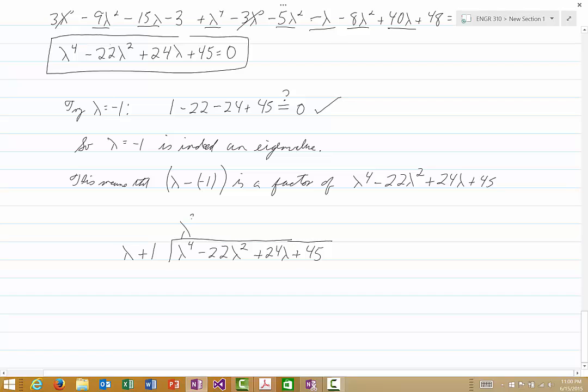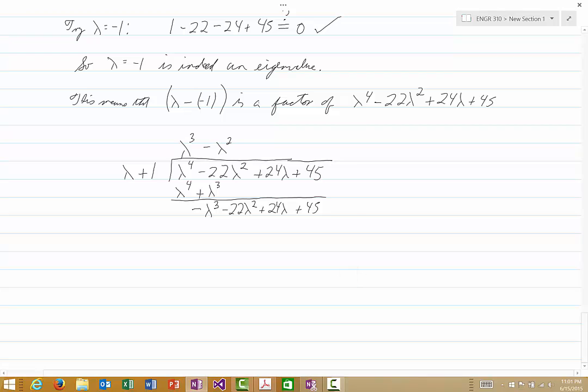And so we have lambda cubed times lambda plus 1 will give us lambda to the 4th plus lambda cubed. And now change the sign of that and add. When we change the sign to negative lambda to the 4th, that'll cancel with the lambda to the 4th above. And we'll get minus lambda cubed, because there's no lambda cubed term above, minus 22 lambda squared plus 24 lambda plus 45. Now we'll say minus lambda squared. And minus lambda squared times lambda will be minus lambda cubed. Minus lambda squared times 1 is minus lambda squared. Again, change the sign and add, and we will get minus 21 lambda squared plus 24 lambda plus 45.